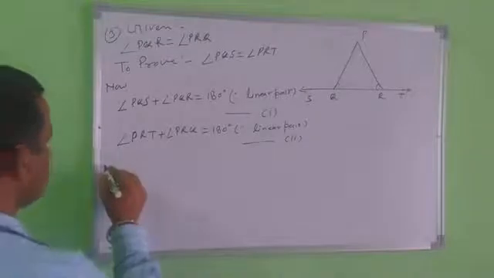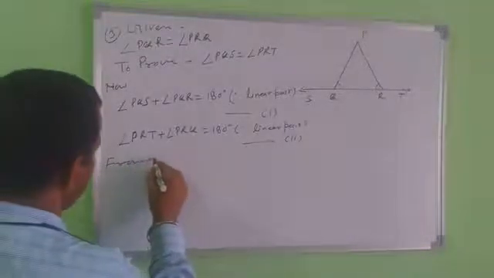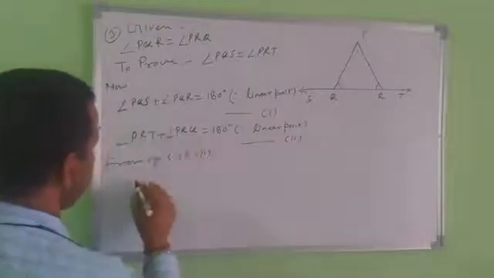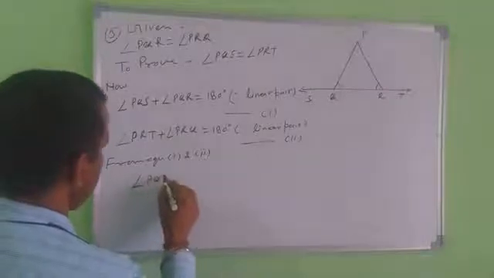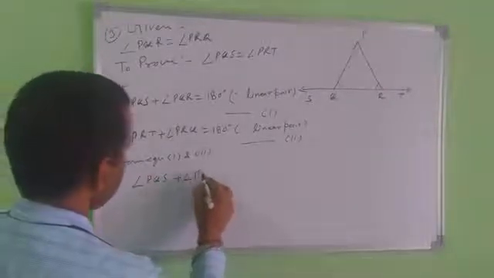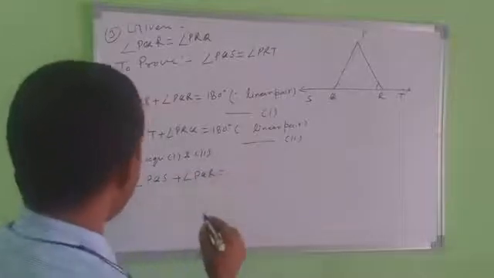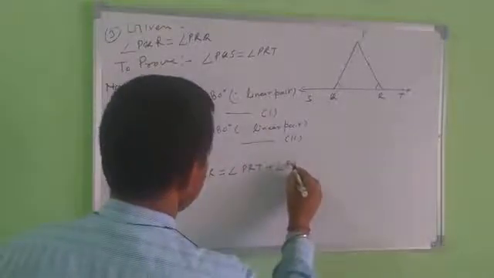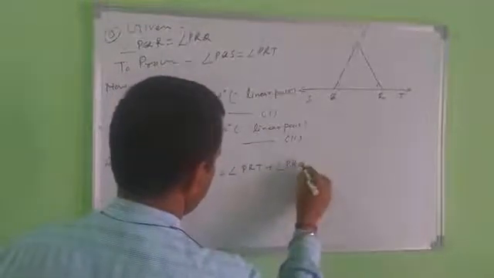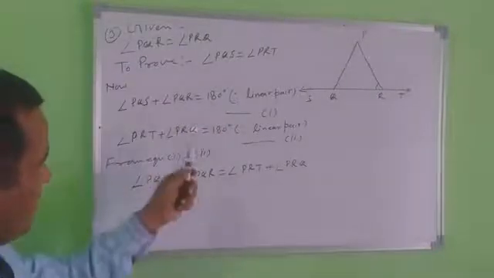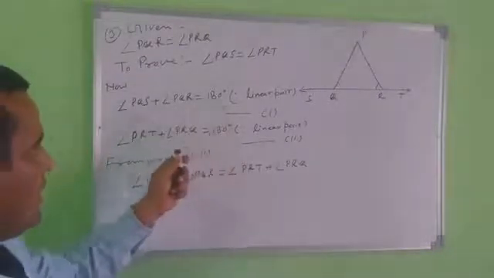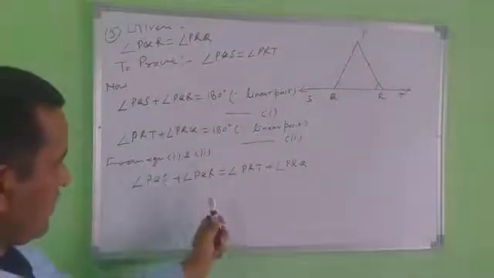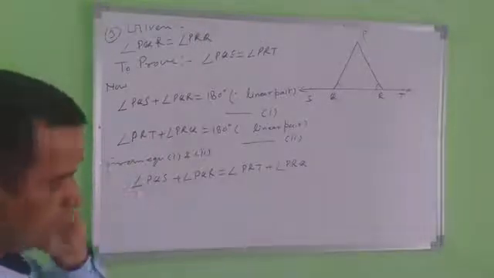So now from equation first and second, by equating both equations, angle PQS plus angle PQR equal to angle PRT plus angle PRQ. How is it possible? Because the sum of two angles is 180 and the sum of two angles is also 180. The right side is equal, so you can equate the left side also.